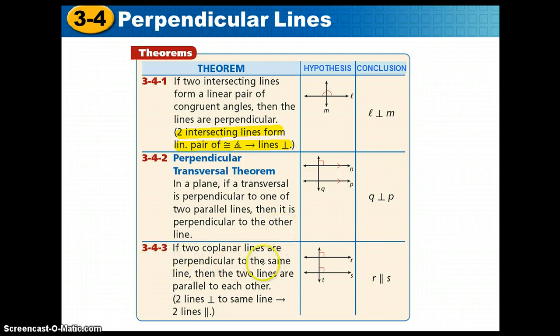3, 4, 3, if two coplanar lines are perpendicular to the same line, then the two lines are parallel to each other. So if T is perpendicular to both, R and S have to be parallel. And once again, there's no proper name, so we would use this notation in a proof. Two lines perpendicular to the same line means that the two lines are parallel.